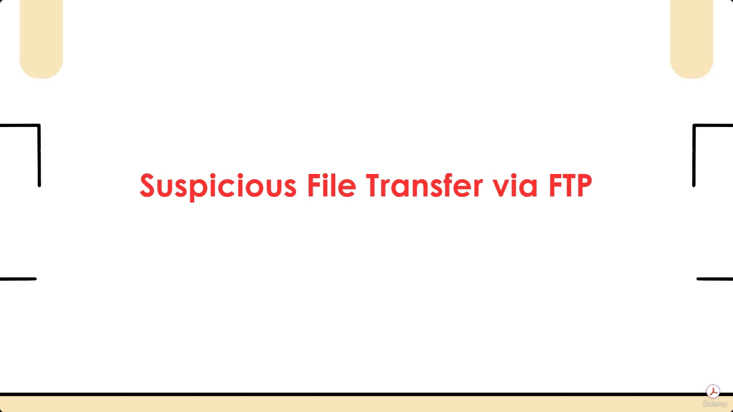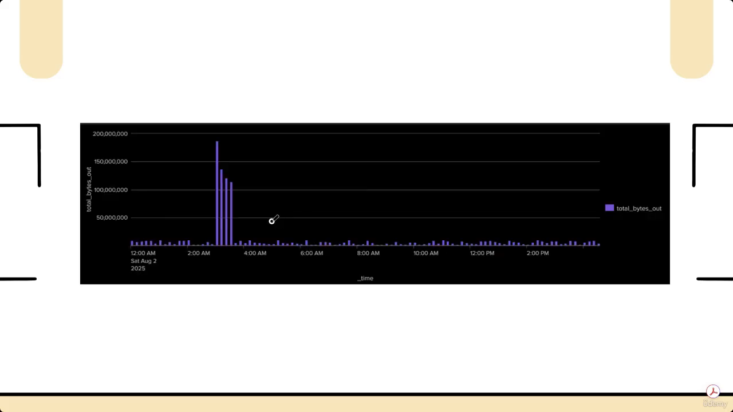Hello everyone, in this video we are going to investigate suspicious file transfer activity using Splunk. Let's say a sudden data leak was reported from one of the production servers. This spike is making outbound FTP traffic late at night. In this investigation, we will uncover how attackers or even insiders can quickly exfiltrate data.